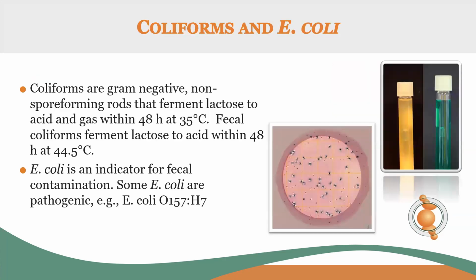Next, we'll discuss a little bit about coliforms and generic E. coli. So coliforms are gram-negative, non-spore-forming rods that ferment lactose to acid and gas within 48 hours at 35 degrees Celsius. Fecal coliforms ferment lactose to acid within 48 hours at 44.5 degrees Celsius. And E. coli is an indicator for fecal contamination. Some E. coli are pathogenic. For example, E. coli O157:H7 that we are all very familiar with. So coliforms and E. coli, as I mentioned, are usually used to indicate fecal contamination in your facility.